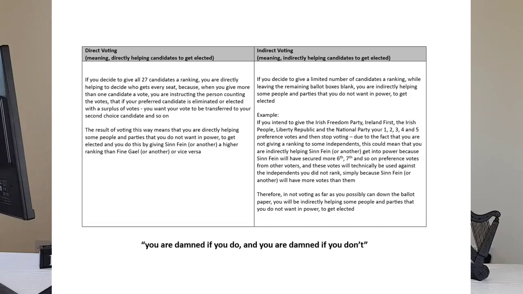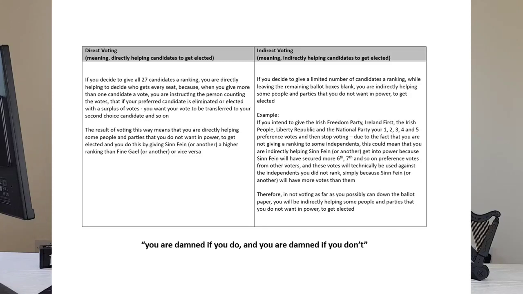The easiest way to understand this is, say you intend to give the Irish Freedom Party, Ireland First, the Irish People, Liberty Republic and the National Party your 1, 2, 3, 4 and 5 preference votes and then stop voting. Because you are not giving a ranking to, say, some independent candidates, this could mean that you are indirectly helping the likes of Sinn Féin get into power, because Sinn Féin may secure more 6th, 7th and so on preference votes from other voters.